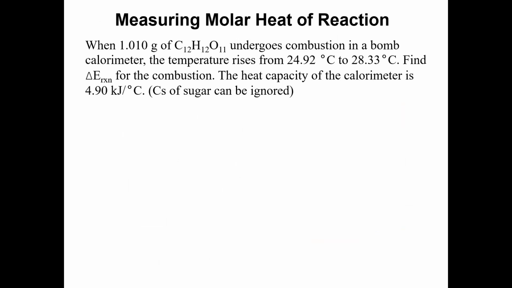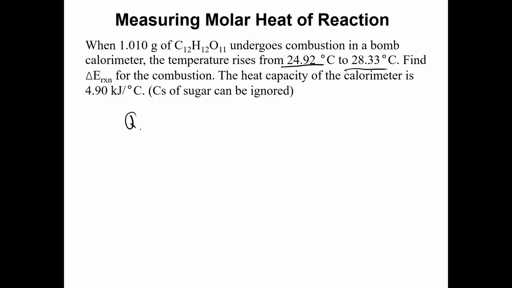And we can do the same thing here that we did for the solution, except now we're going to do it in a calorimeter, right? So we have 0.01 grams of sugar, and we burn it in a bomb calorimeter. And then the temperature goes from 24.92 to 28.33. So that's an exothermic reaction, right? The calorimeter gained heat, the reaction lost heat. Find delta H for this combustion reaction. The heat capacity of the calorimeter is 4.9 kilojoules per degree. So that makes it actually pretty simple.